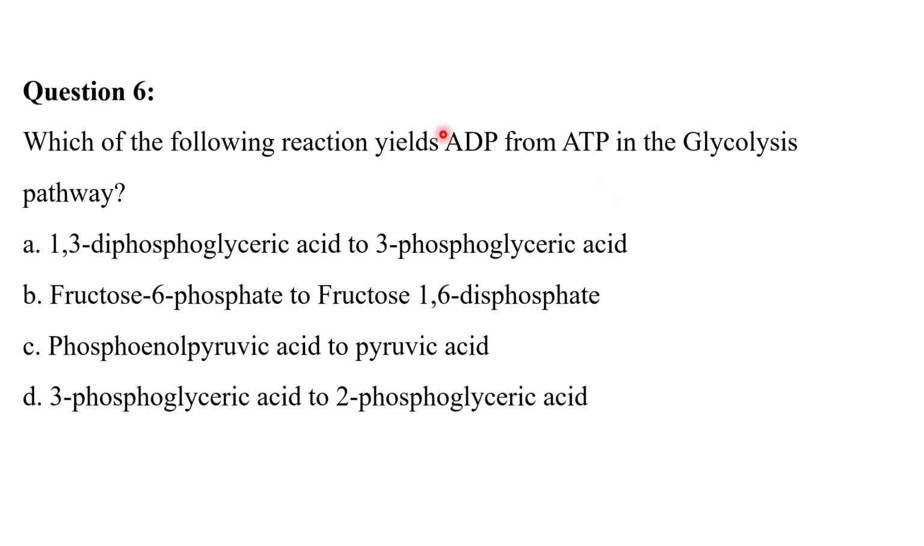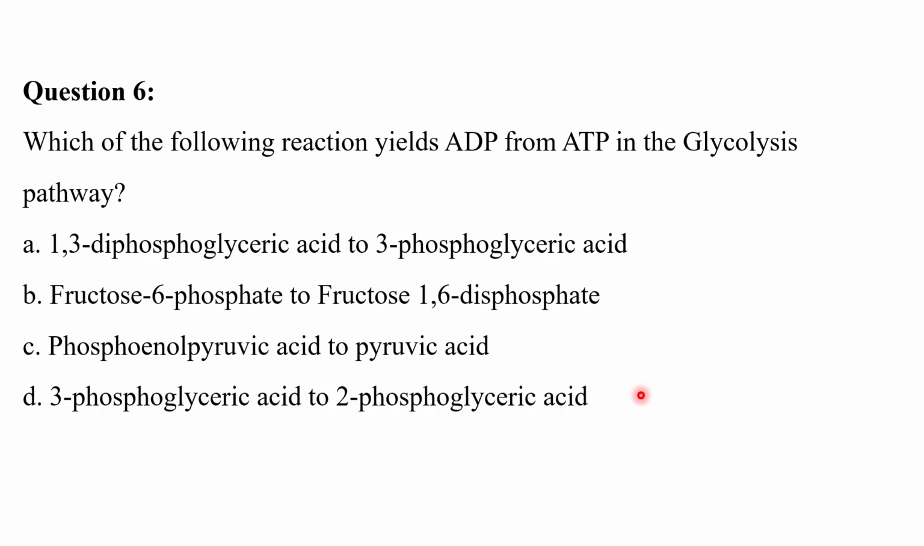Okay, so right now we have been asked where the ATP is forming in the glycolysis pathway. So you have 1,3-diphosphoglyceric acid to 3-phosphoglyceric acid, fructose 6 phosphate to fructose 1,6-diphosphate, phosphoenol pyruvic acid to pyruvic acid, and 3-phosphoglyceric acid to 2-phosphoglyceric acid.